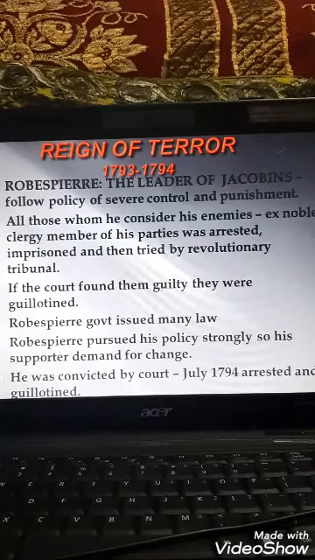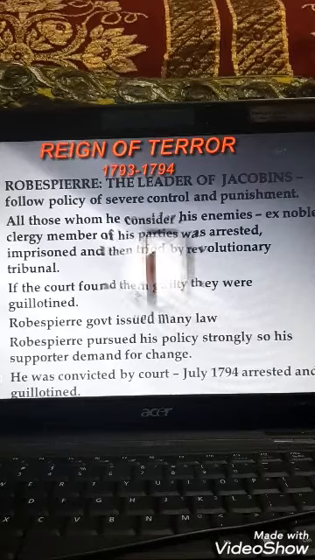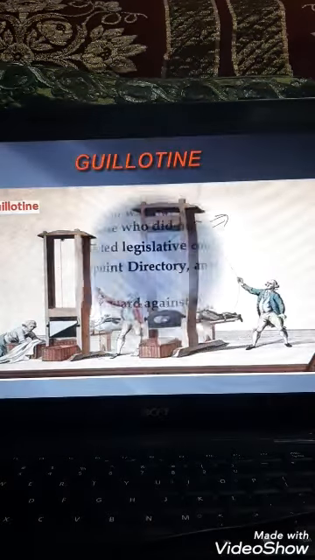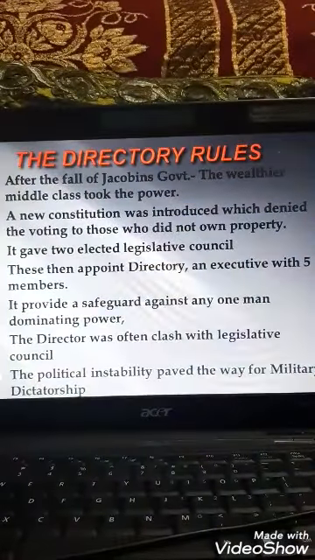Now finally he was convicted in July 1794 by the court, and as he was convicted, he was arrested, and on the very next day he was sentenced to the guillotine. Now Robespierre was also dead, and after him a new government came. What was that? That was the Directory rule in France.